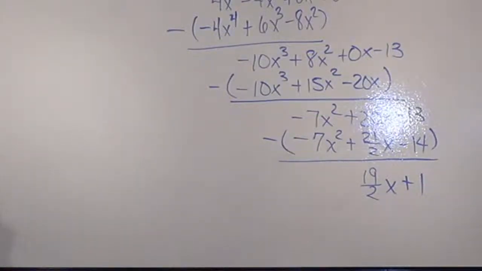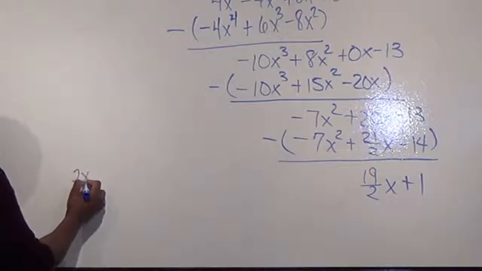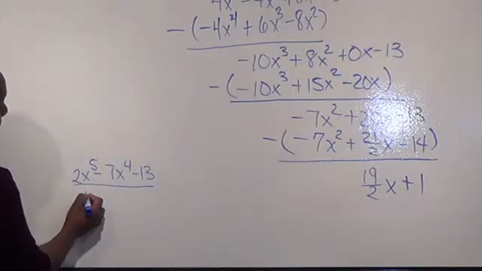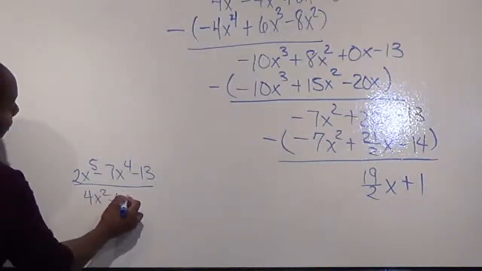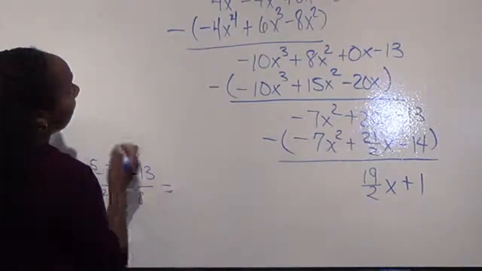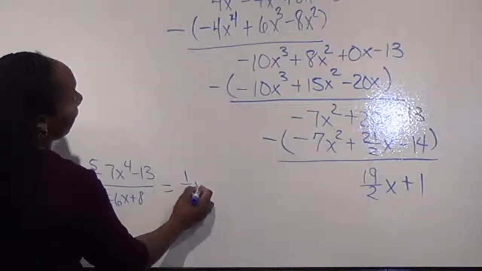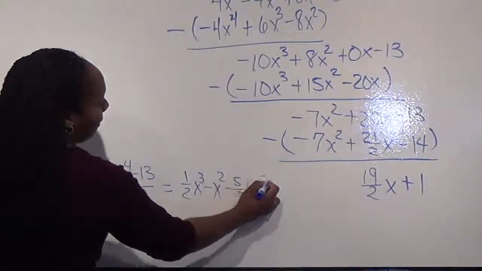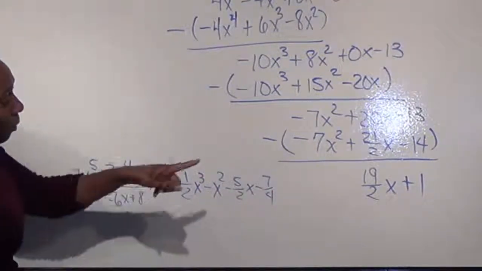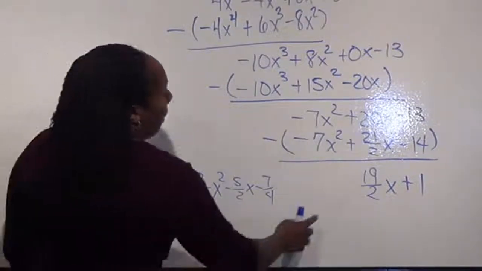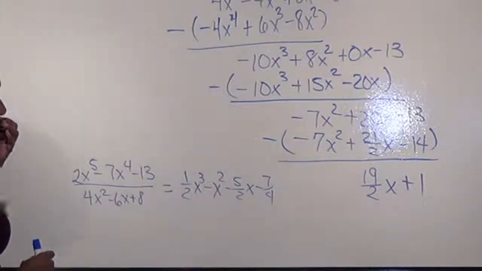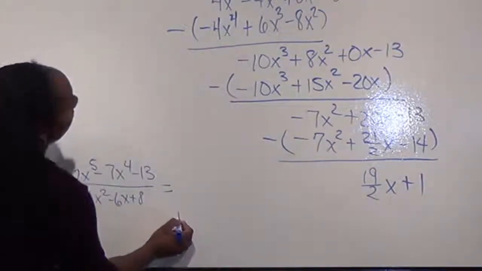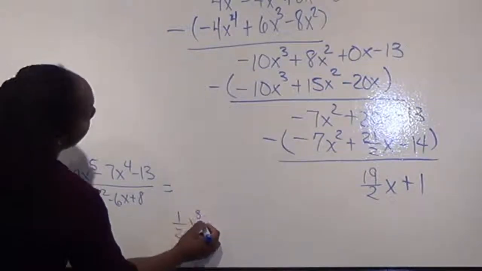So here, when we do our division, the 2x to the 5th minus 7x to the 4th minus 13 over the 4x squared minus 6x plus 8 is going to look like 1/2 x cubed minus x squared minus 5/2 x minus 7 over 4. And then for our remainder, you have to be a little careful how we write that remainder. I'm actually going to bring this down a little bit so it doesn't get into my division over there.